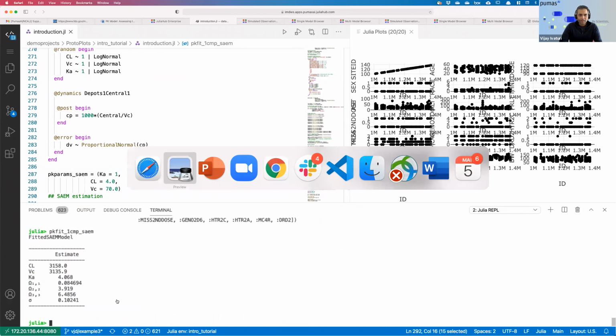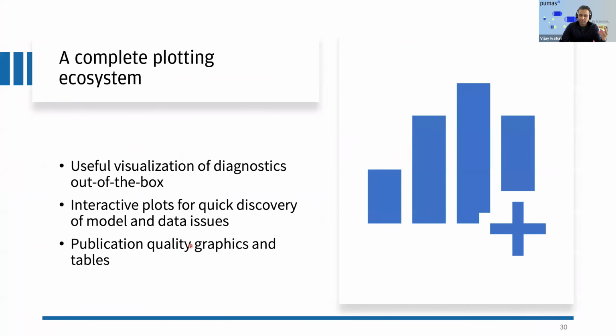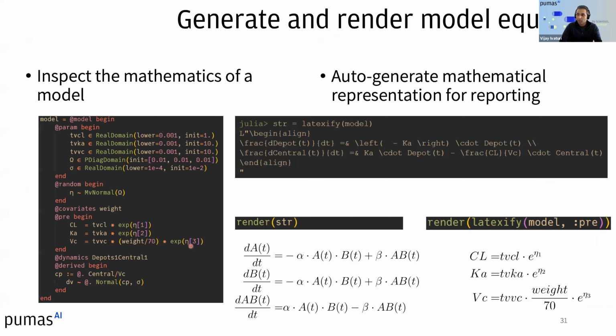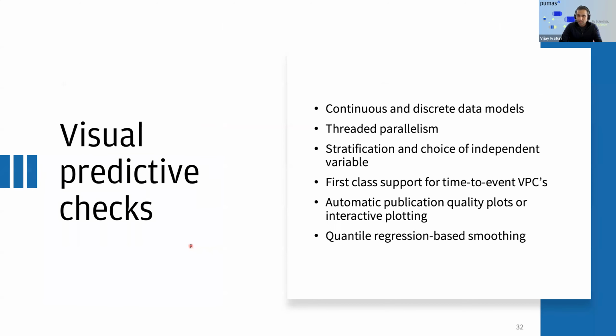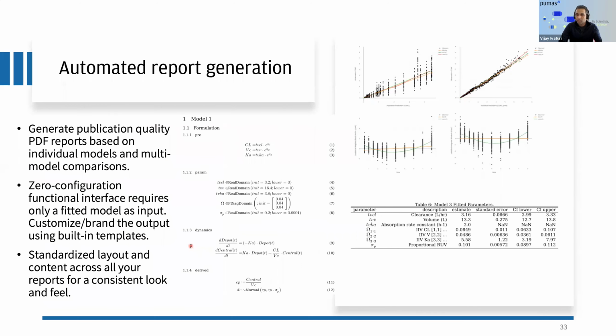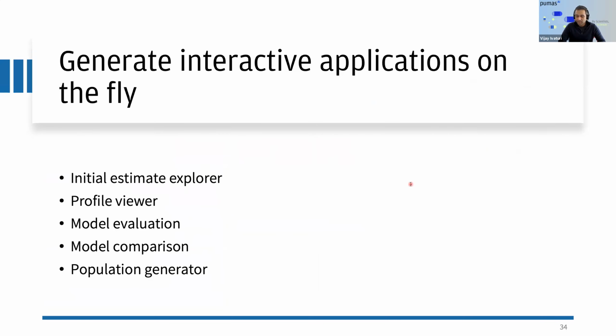Going back to the presentation, I've covered a lot of what I'm going to talk to you about now in apps: a complete plotting ecosystem. You saw all the plots that were available, automatic rendering of equations of your model so that they're publication ready, different kinds of visual predictive checks, and automatic report generation. I've shown you how the report is generated with different figures and tables. Interactive applications on the fly.